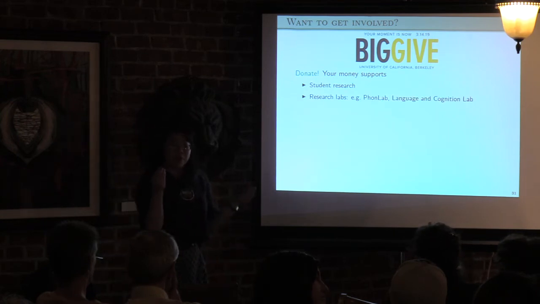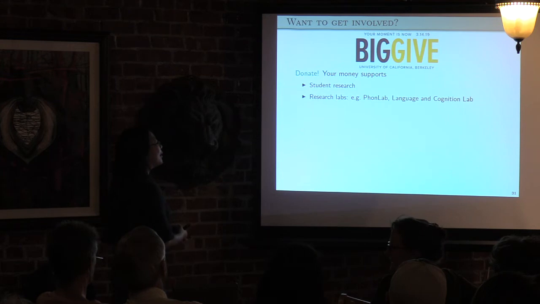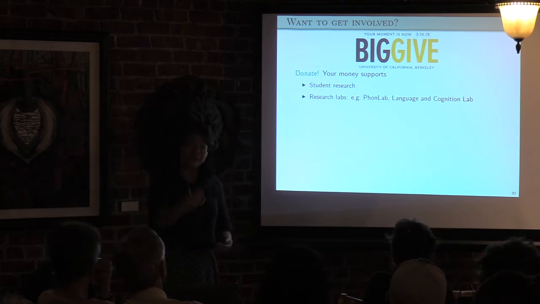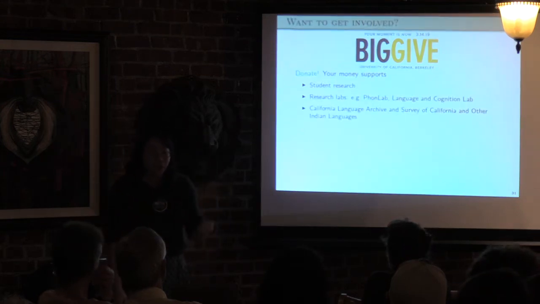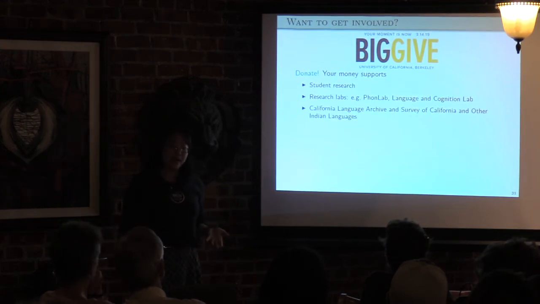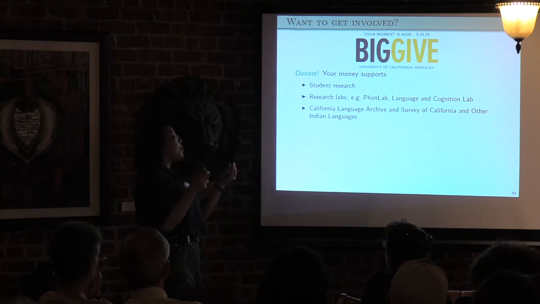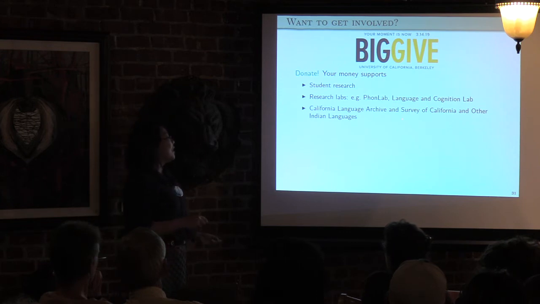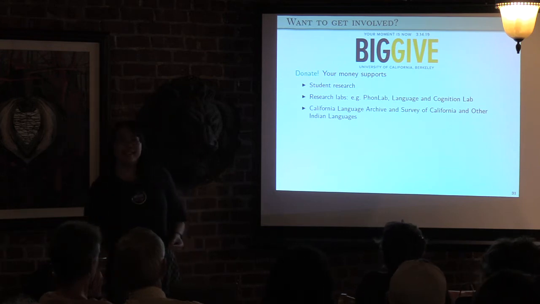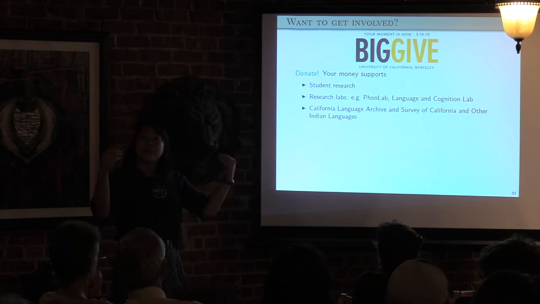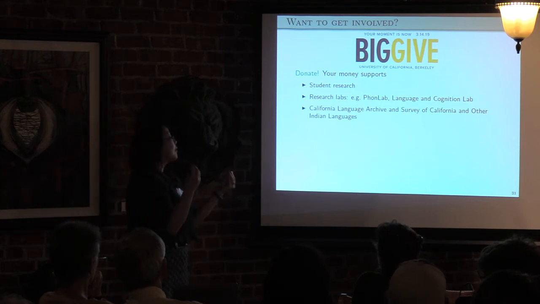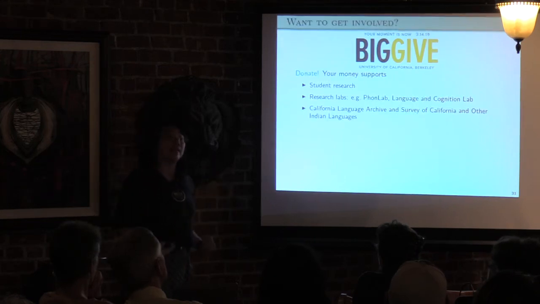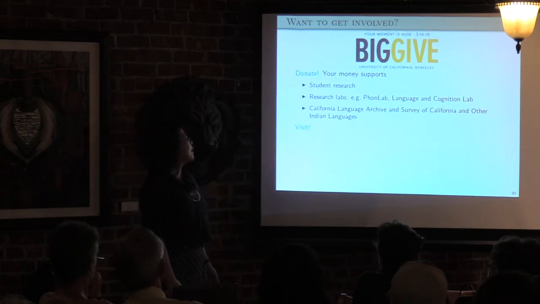Your research, your funds would also help us run our labs, the Phon Lab and the Language and Cognition Lab, just as an example. But it also helps us support the California Language Archive and the Survey of California and Other Indian Languages. So the really old field notes that I showed you earlier are collected in the SCOIL, I think is the acronym. That's one of the foundations of our department, collecting and maintaining this archive. It's one of the really important things that we do.